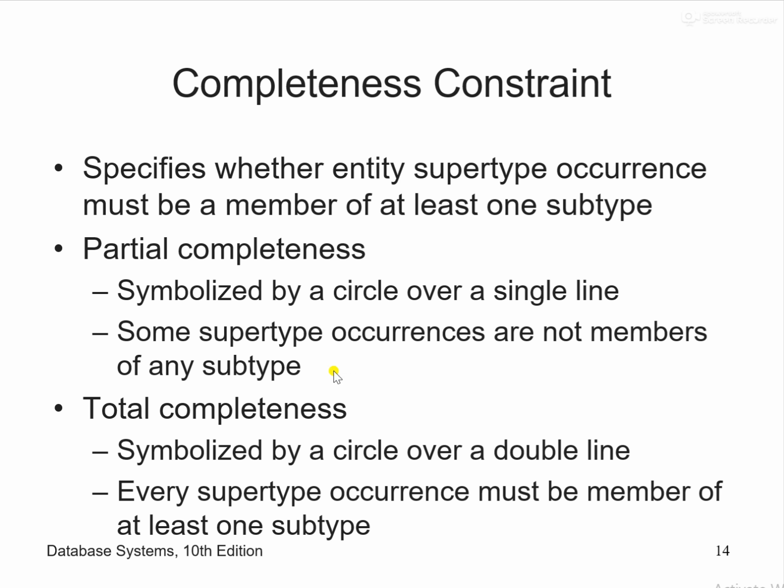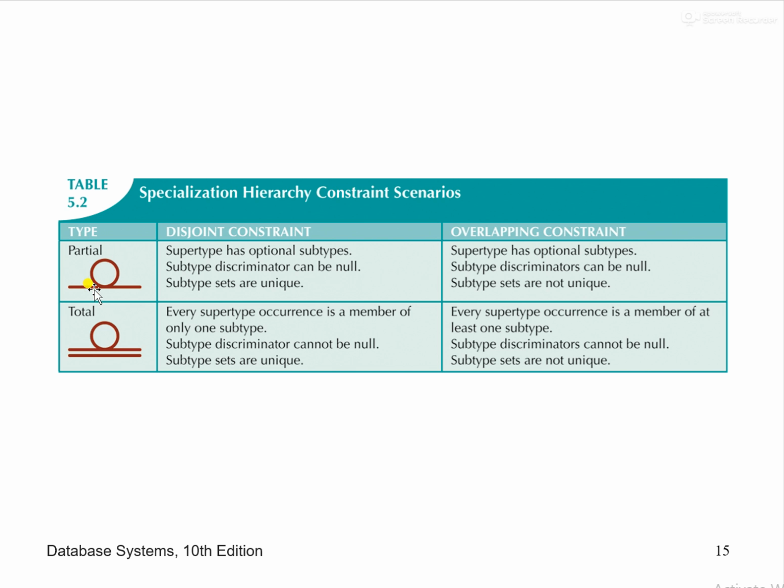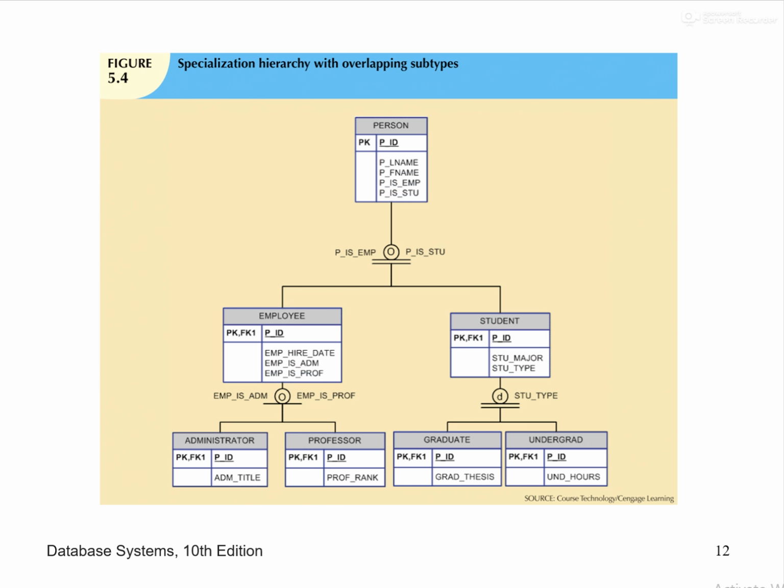One thing I just forgot to explain. Partial completeness is shown by a circle over a single line, and complete or total completeness is represented with a circle on a double line. If we go back over here, you can see the double line and circle, which shows total completeness, and here it shows partial completeness, and here it shows total completeness.